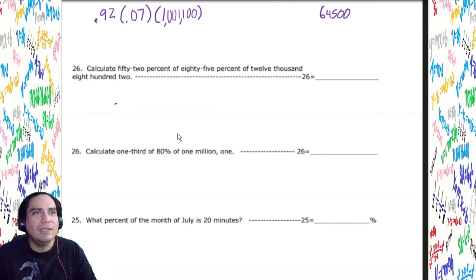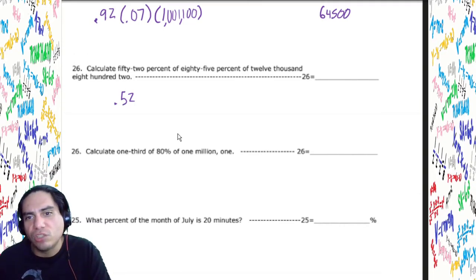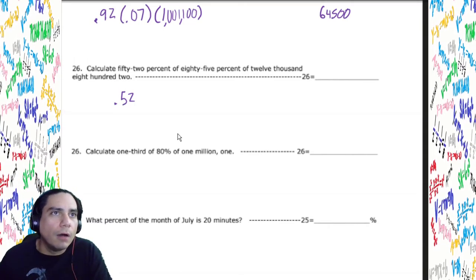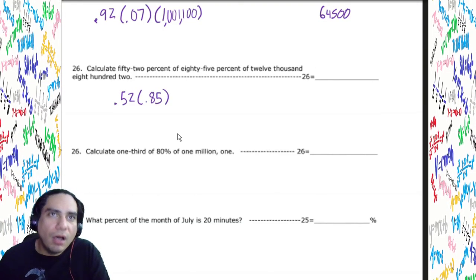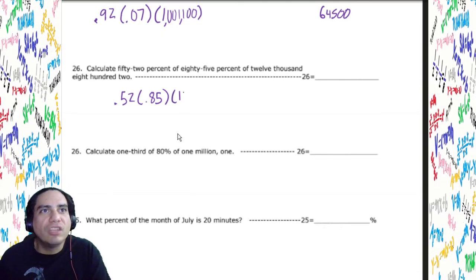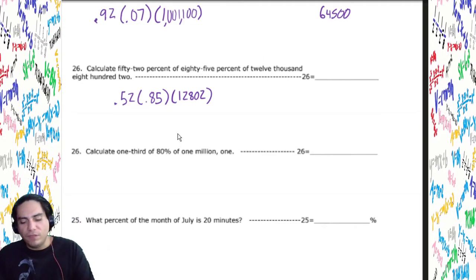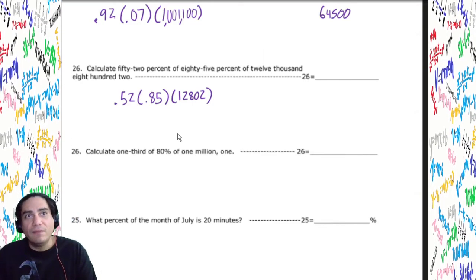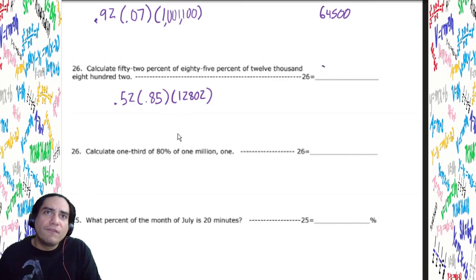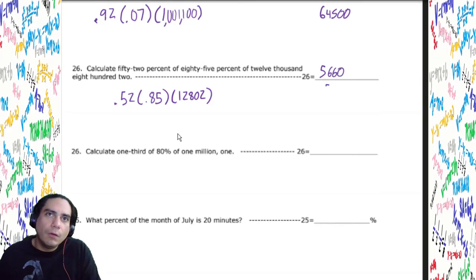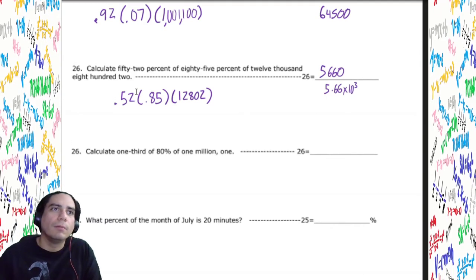52% of. So that means we start with 52. 0.52. 52 hundredths. Notice, 52% is 52 out of 100. That's why we got 52 hundredths. Of 85%, which is 85 hundredths. Of 12,802. Easy work. So 0.52 multiplied by 0.85 multiplied by 12,802. And we got ourselves an answer. 5,660, or 5.66 times 10 to the third. Easy problem. Let's keep it up.